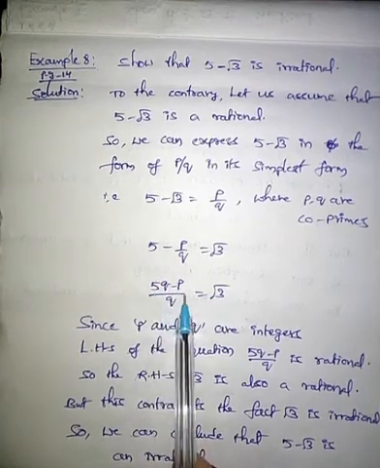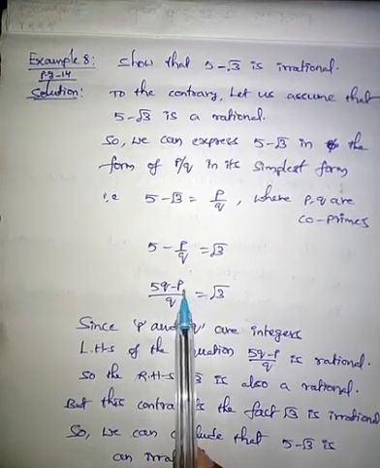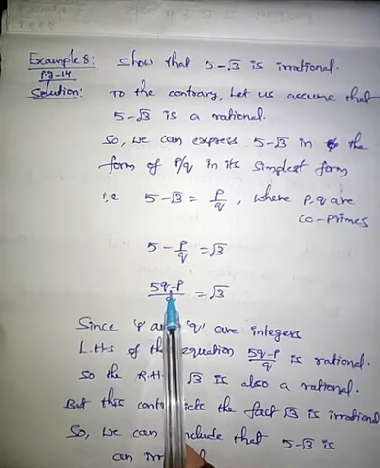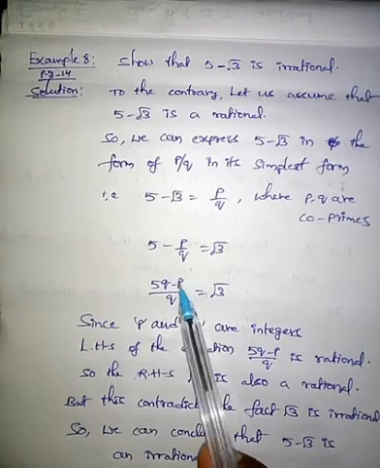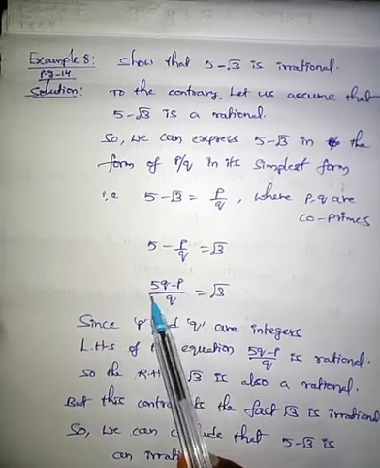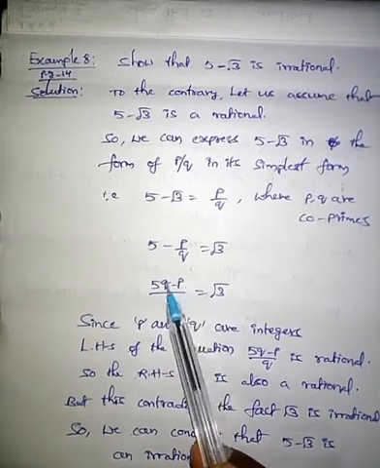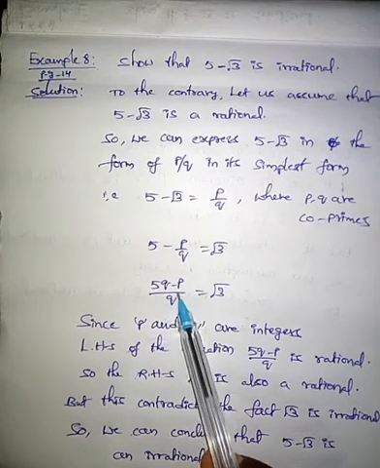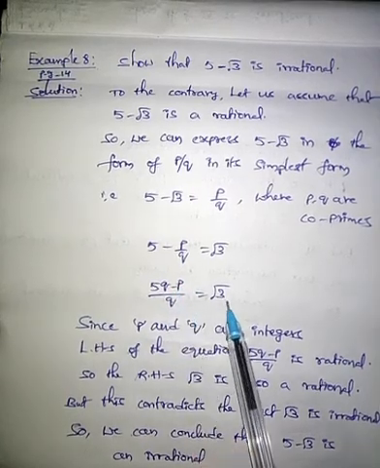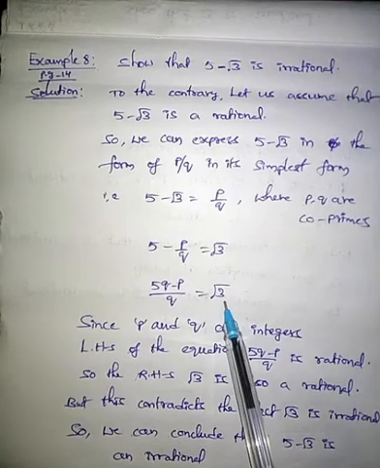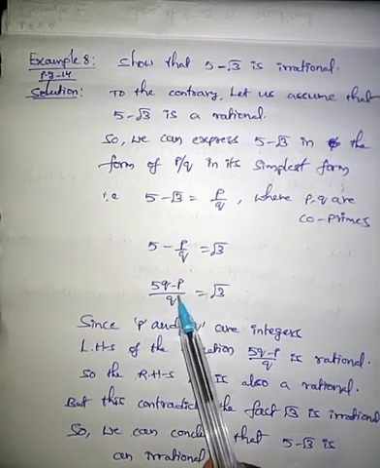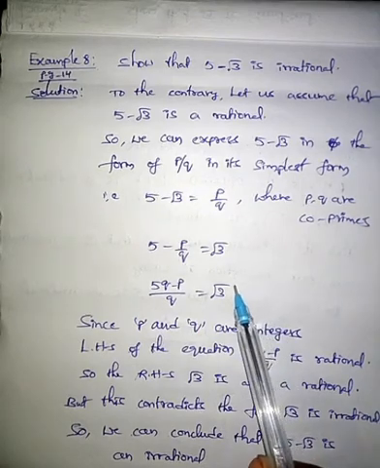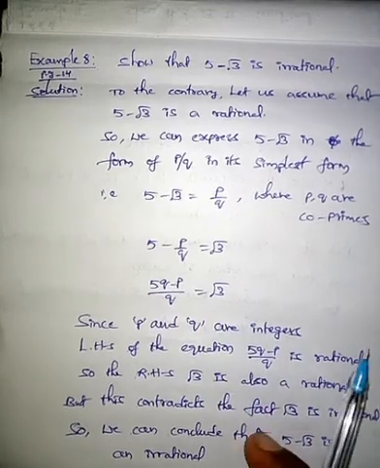So this is a rational number because p and q are integers. If you take any integers in the places of p and q, and simplify this, you will get a rational number, and this rational number is equal to the irrational number because root 3 is an irrational number. So this is impossible. A rational number is not equal to an irrational number. That's why our assumption is wrong.